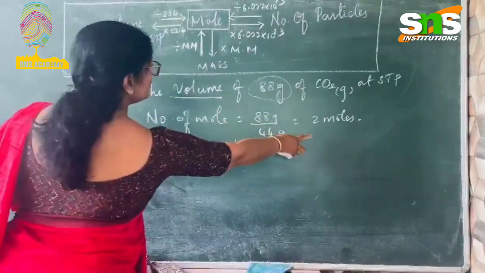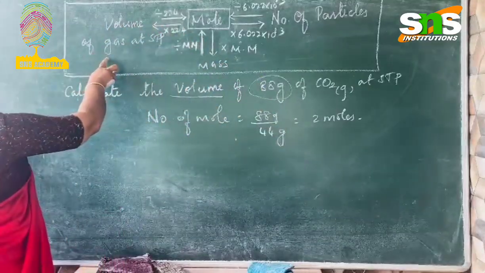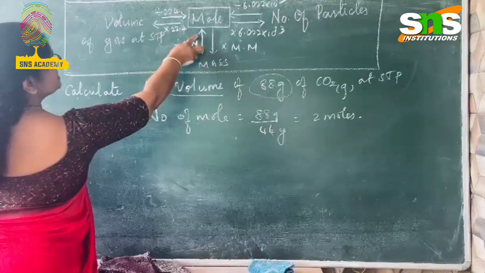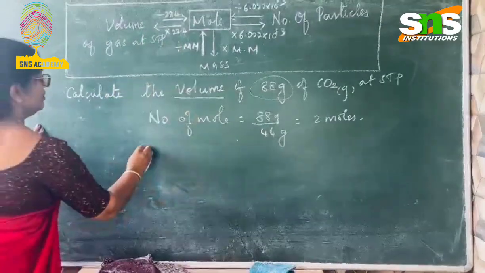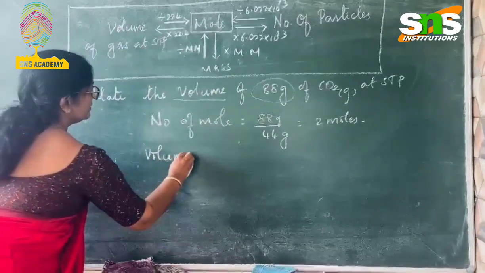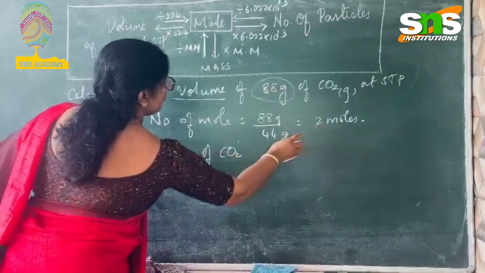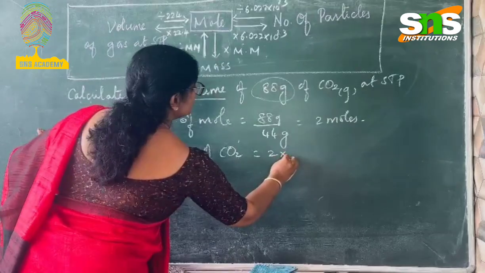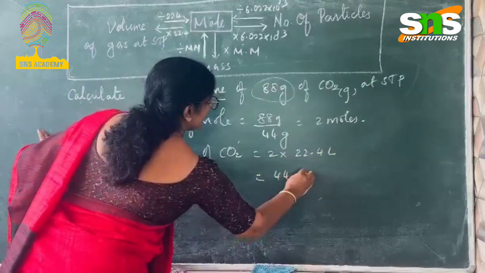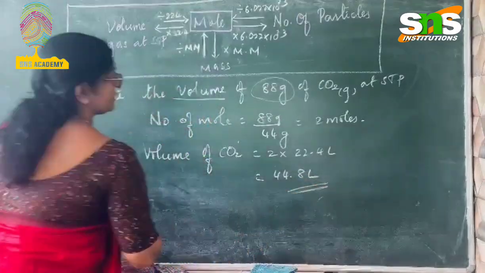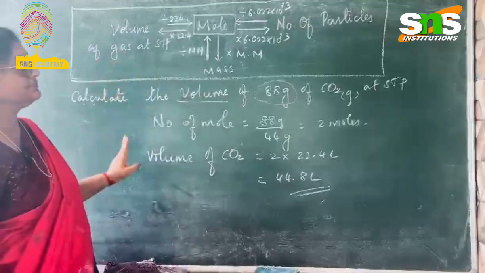Now you need to convert this 2 mole, that is to find the volume of 2 moles of carbon dioxide. What is the relationship? Moles multiplied by 22.4 gives the volume. So volume of carbon dioxide for 2 moles will be equal to 2 into 22.4 liter, and that is equal to 44.8 liters. So it's very simple to calculate by using the relationship. So this is it.